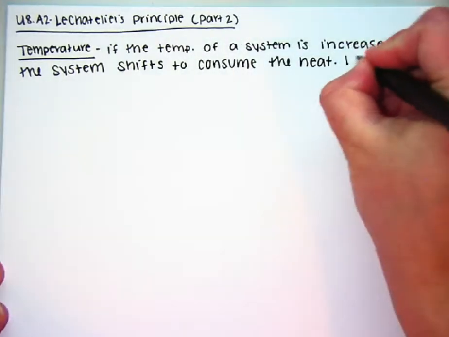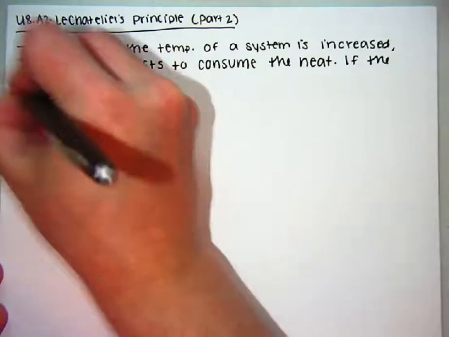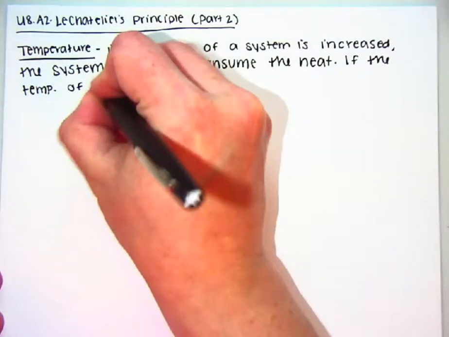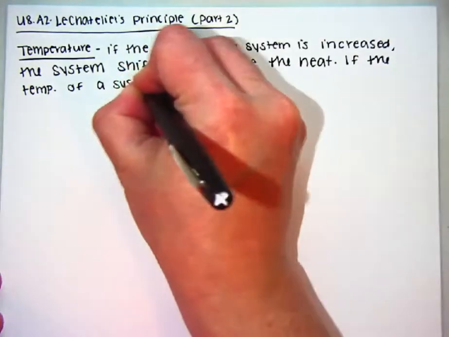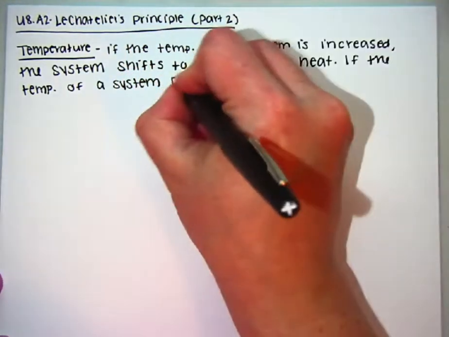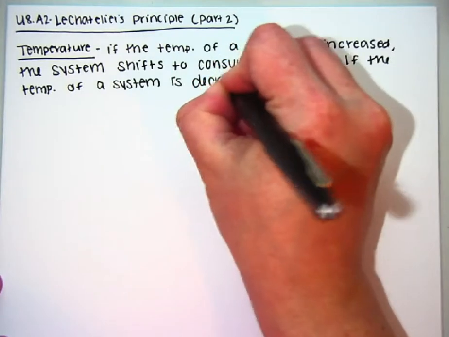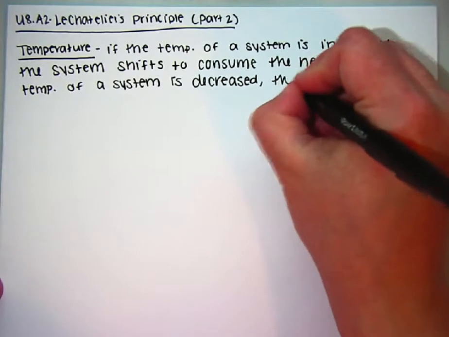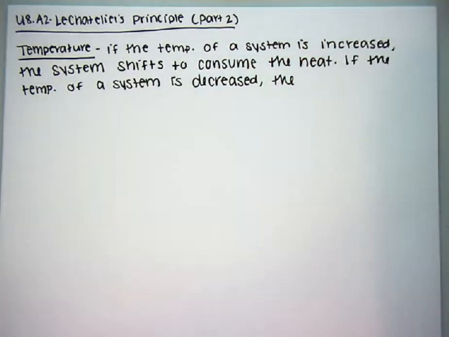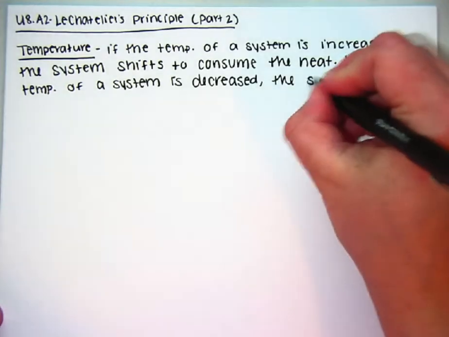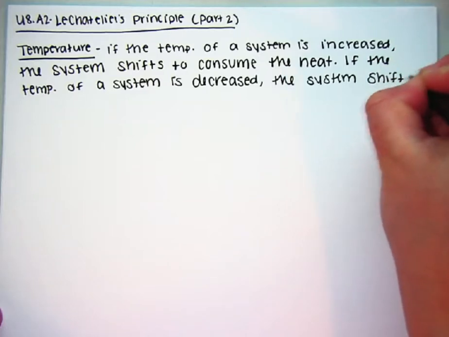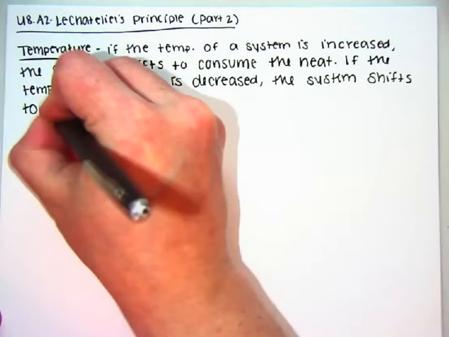And then just the opposite, if the temperature of a system is decreased, well, temperature goes down. How do we reduce stress? We want to produce more heat. The system shifts to produce heat.